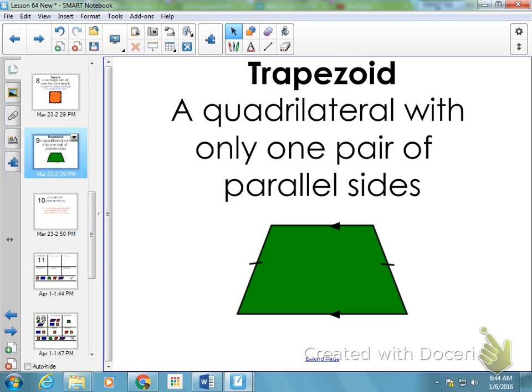Now, I want you to write the definition for trapezoid. A trapezoid is a quadrilateral with only 1 pair of parallel sides. Now, on this shape, these are the parallel sides. Could the parallel sides be on a different pair, though? In this trapezoid, these 2 are the parallel sides.